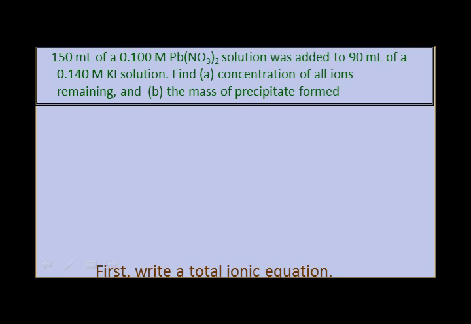Well, first thing we do is write the total ionic equation. So here it is. It's the plumbous ion plus the nitrate ion. And notice here, folks, we have 2 nitrates right here for every single one of the leads. We have the potassium ion and the iodide ion. And it's going to produce the precipitate of lead iodide, and it's going to leave potassium ion and nitrate ion in solution. All right.